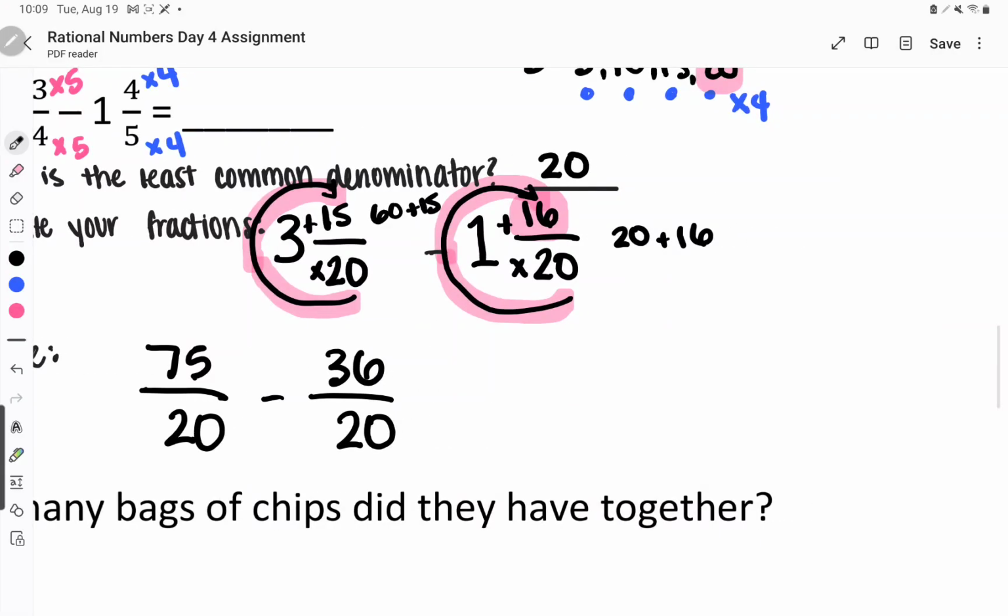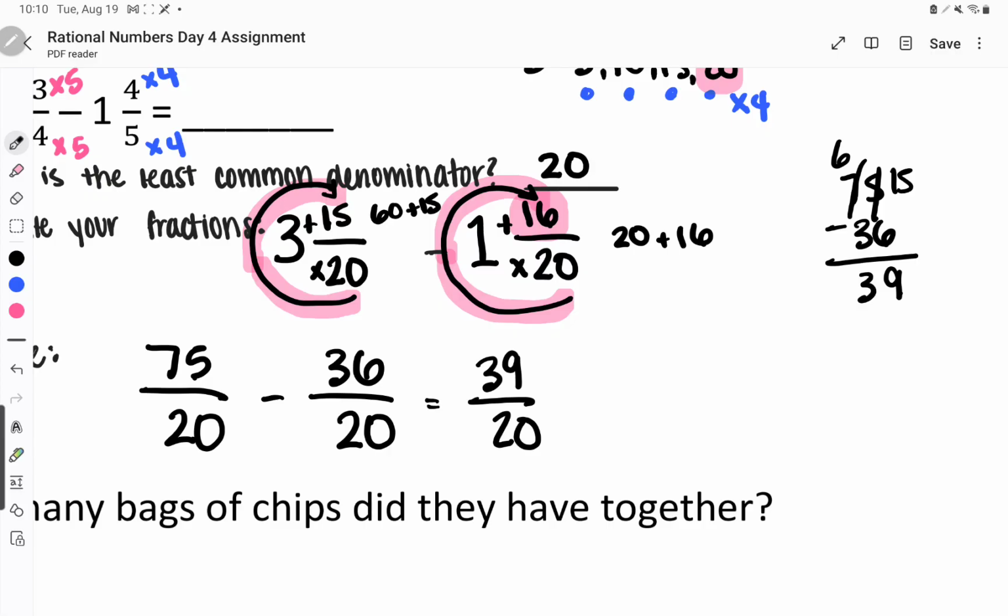So now I have 75 minus 36. That turns into a 15. That turns into a 6. 15 minus 6 gives me 9. And then 6 minus 3 gives me 3. And that gives me 39 over 20. Now the Texas method is easier, I think, to subtract with because you don't have to do the regrouping.